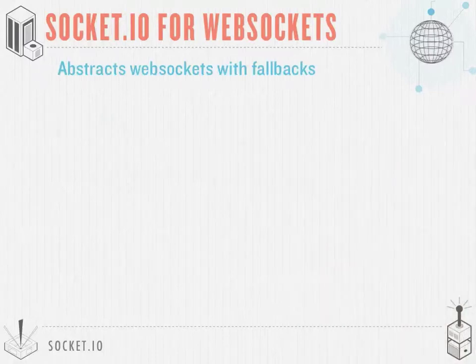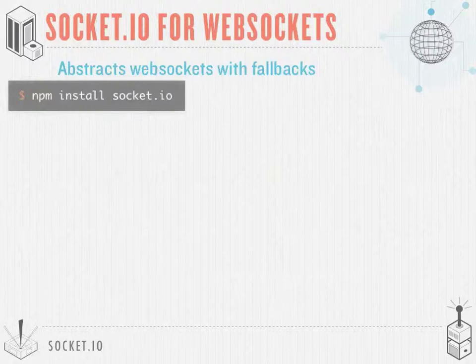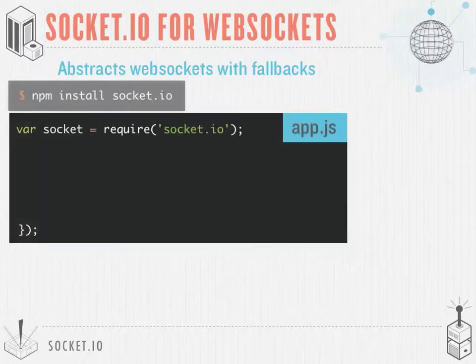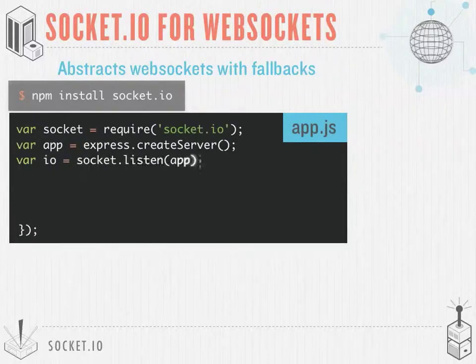So let's start using Socket.io to build this chat application. All we have to do is first install it using npm. Inside our app, we can require Socket.io. And then after we create our Express server, we can pass in the application created by Express to the socket listen function. This will return an object that we can use to listen for connections coming from the client side.